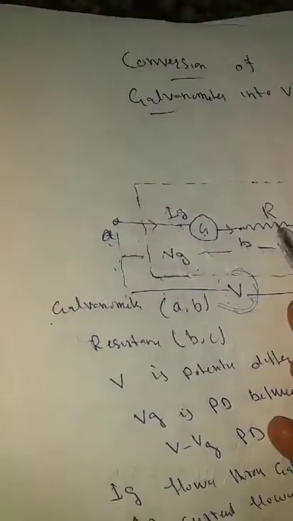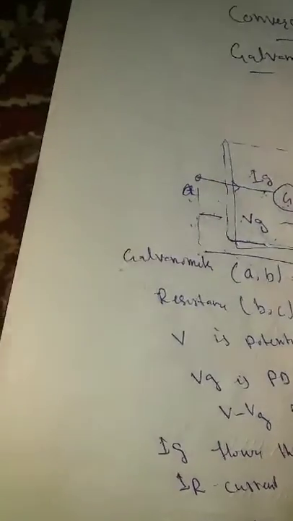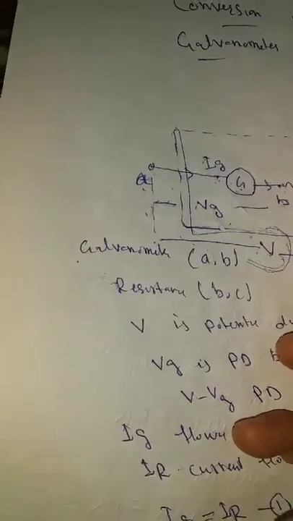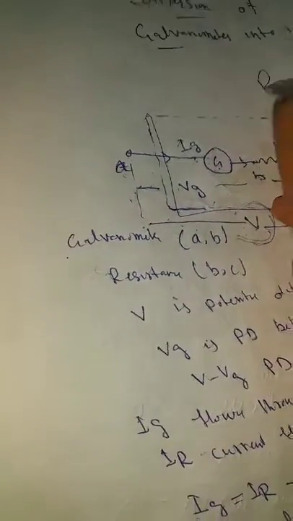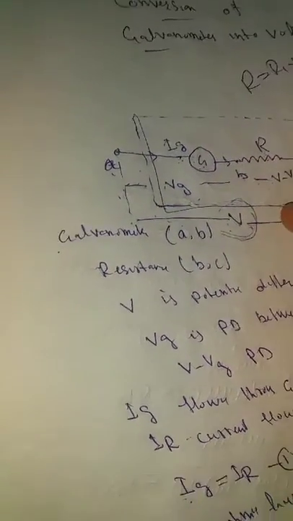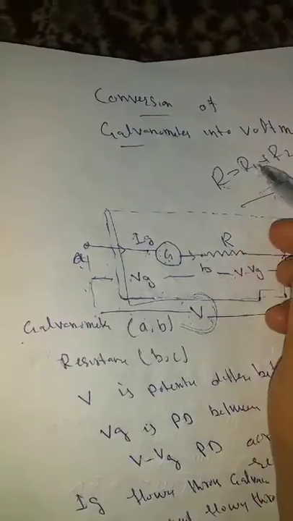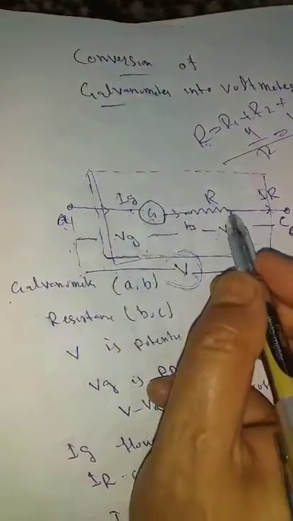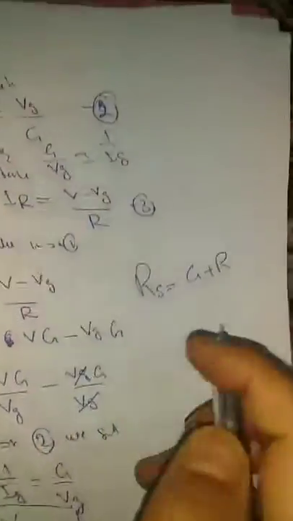Now this resistance is R, and the galvanometer's resistance is G. What is the effective resistance of the voltmeter that has now been formed? Since these resistances R and G are connected in series, they have to be added. I will write the effective resistance as RS. When resistances are connected in series, total R is equal to R1 plus R2 plus R3. In parallel, 1 by R is equal to 1 by R1 plus 1 by R2. But in series, when resistances are connected in series, total resistance is equal to R1 plus R2 plus R3. Here there are two resistances, so it is G plus R.